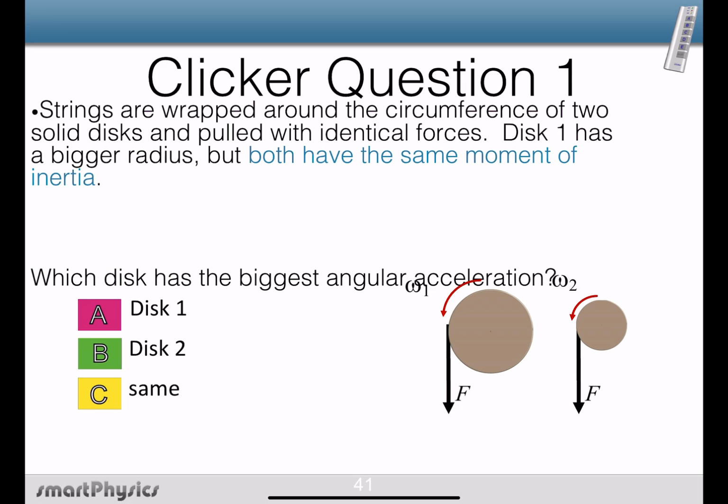Strings are wrapped around the circumference of two solid disks and pulled with identical forces. The amount of force is the same. Disk 1 has a bigger radius, but both have the same moment of inertia, so I1 equals I2. Which disk has the biggest angular acceleration?